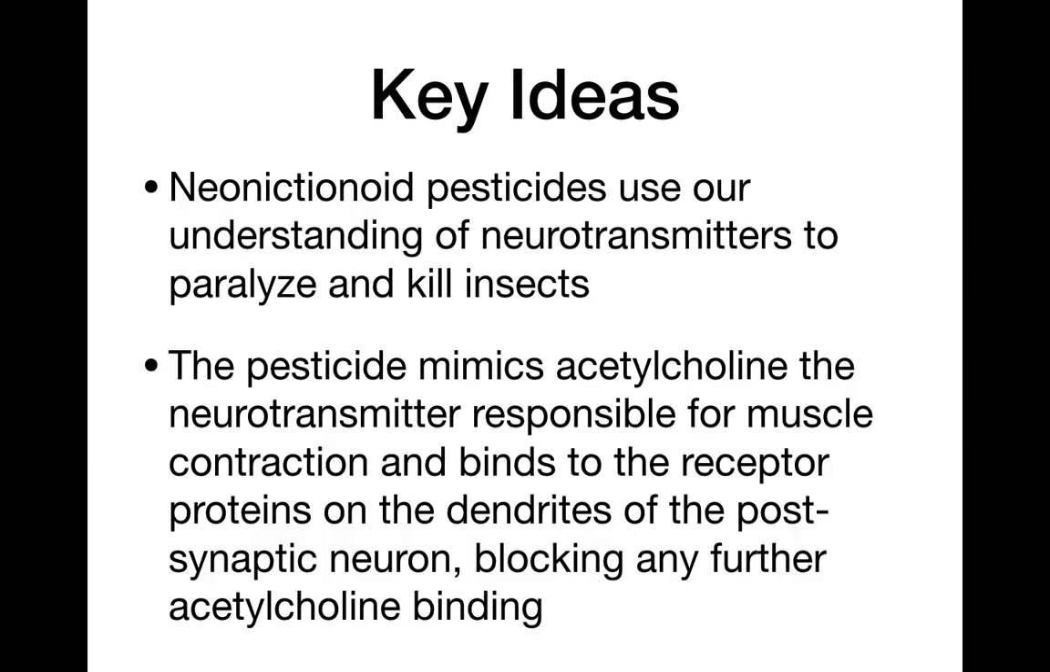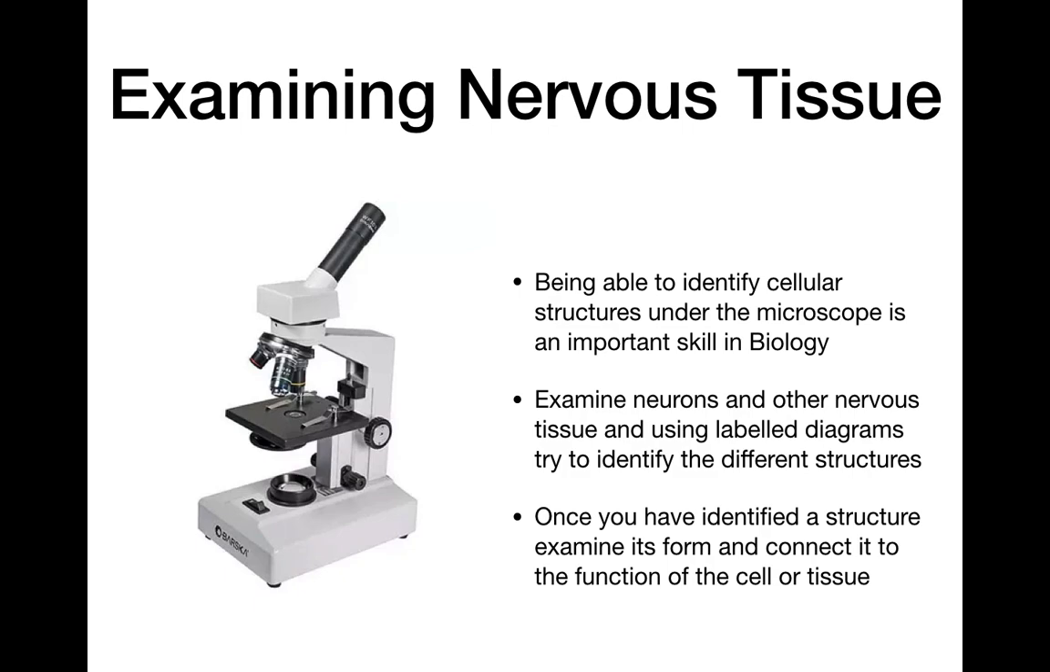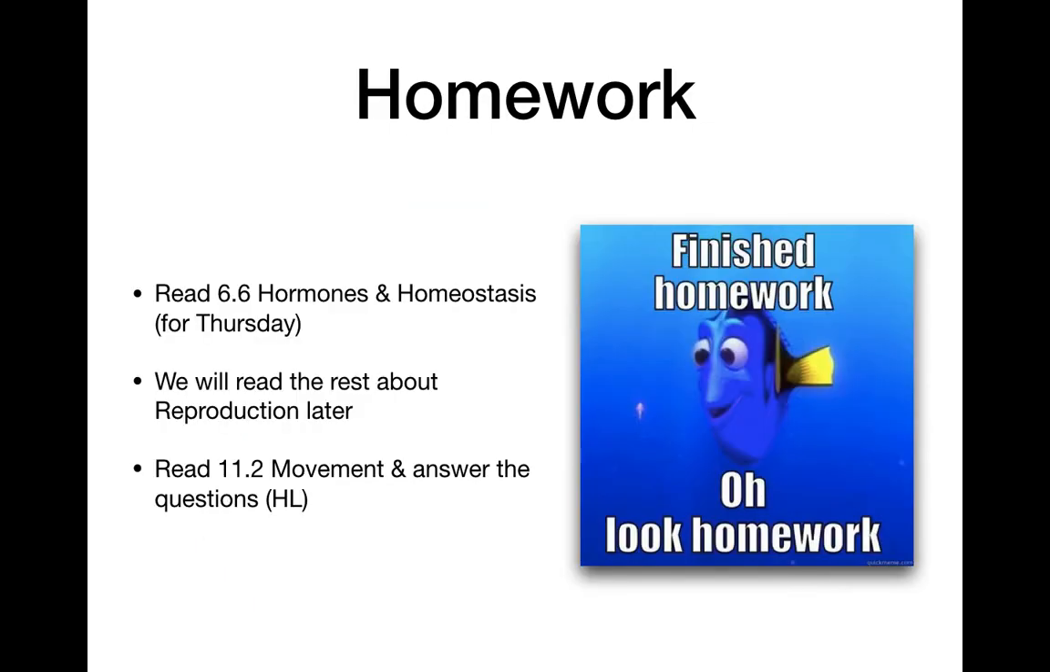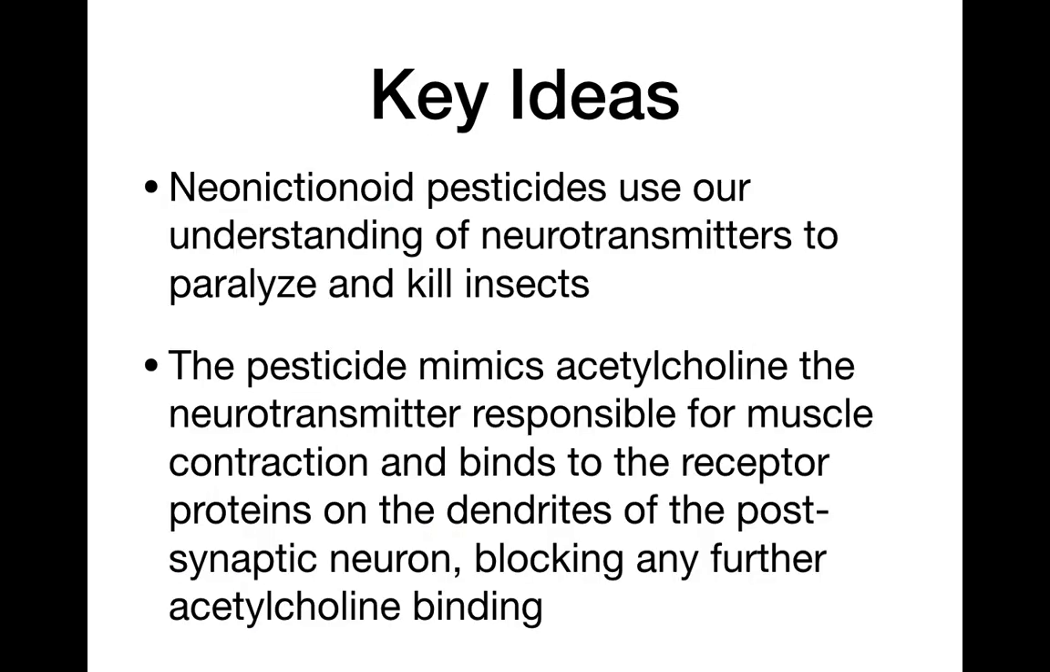Okay, key idea: neonicotinoid pesticides use our understanding of neurotransmitters to paralyze and kill insects. The pesticide mimics acetylcholine, the neurotransmitter responsible for muscle contraction, and binds the receptor proteins on the dendrites of the postsynaptic neuron, blocking any further acetylcholine binding. We'll look at some nervous tissue in the microscope, and that's it. I'm going to do a separate screencast for 11.2 because that's only for HLs. Okay? Hope this is helpful for you guys.